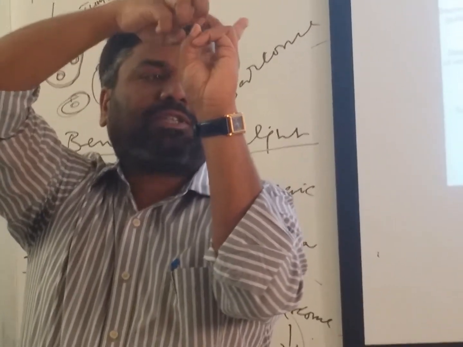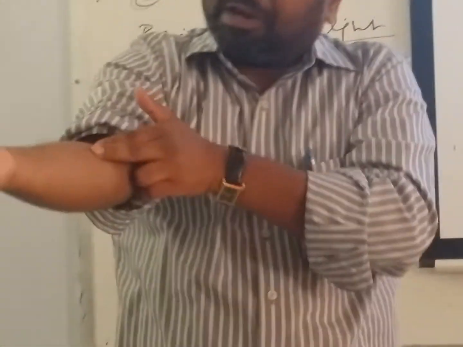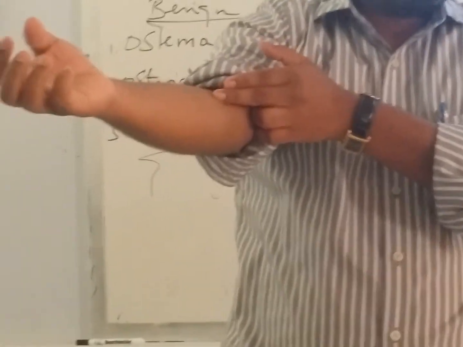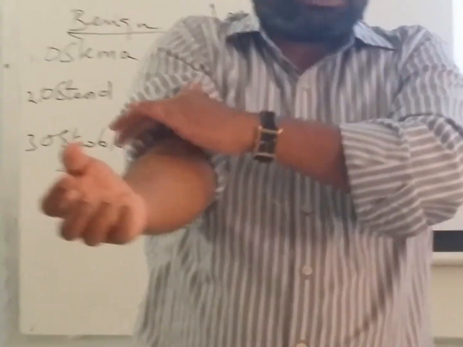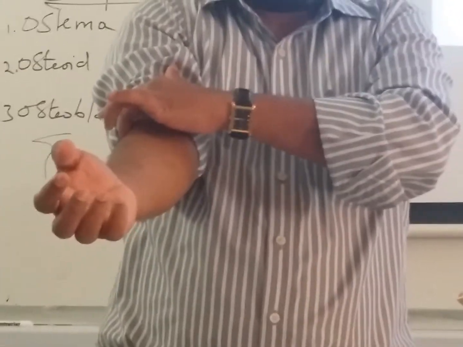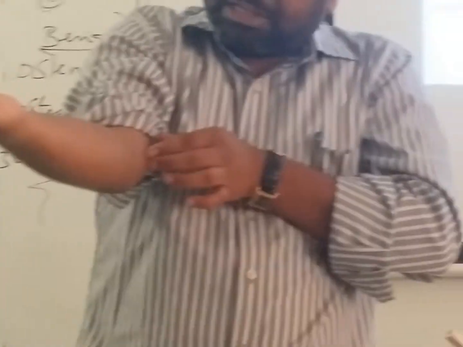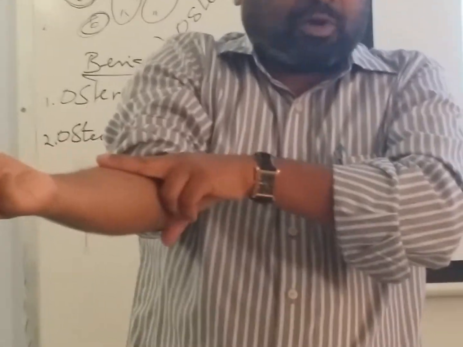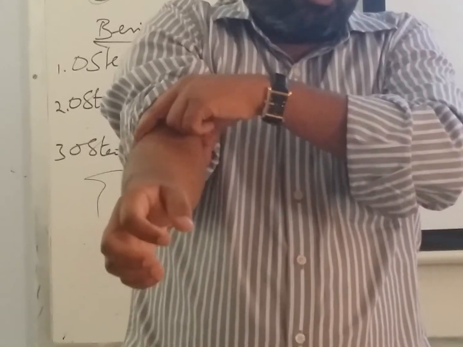The medial boundary is formed by a muscle called pronator teres. What is that muscle? As I said, common flexor origin is medial epicondyle. Common extensor origin is lateral epicondyle. One of the flexors of the forearm is pronator teres. It arises from the medial epicondyle and goes to the forearm. That forms the medial boundary. The lateral boundary is brachioradialis.